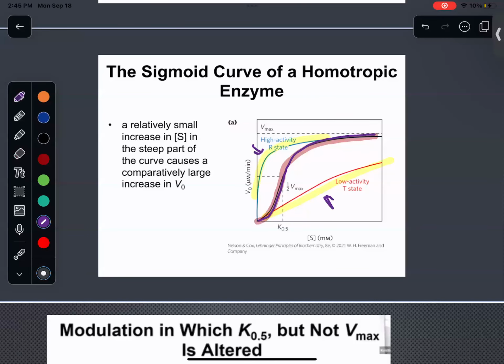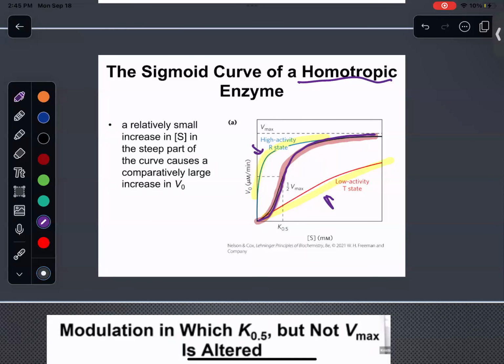And we're talking about homotropic enzymes in this slide. So based on that knowledge, since these are homotropic, the allosteric activator is going to be the same thing as the substrate. So we're going to have a substrate in the active site and a substrate in the allosteric site. That's homotropic. Now, if the substrate was in the active site, but not in the allosteric site, and we had something different in there, that would be our heterotropic. But we're talking homotropic right now.